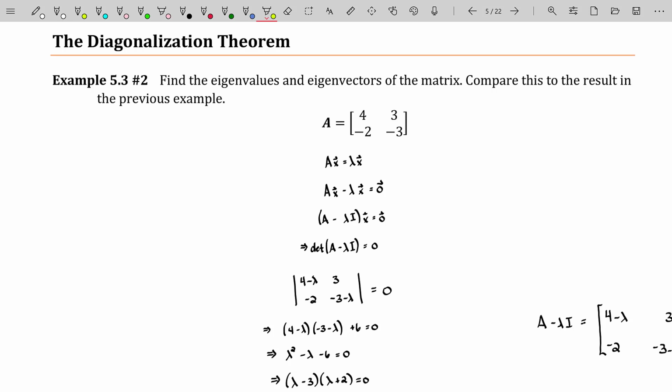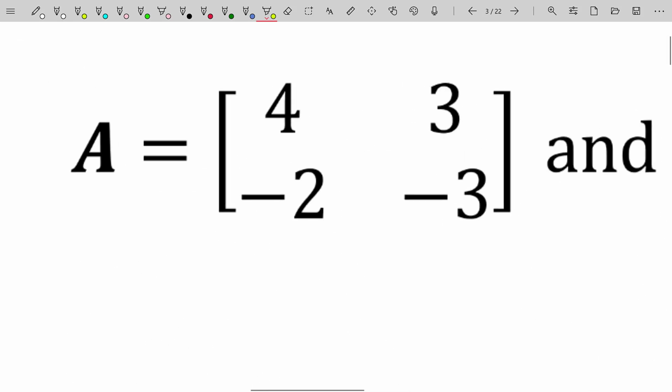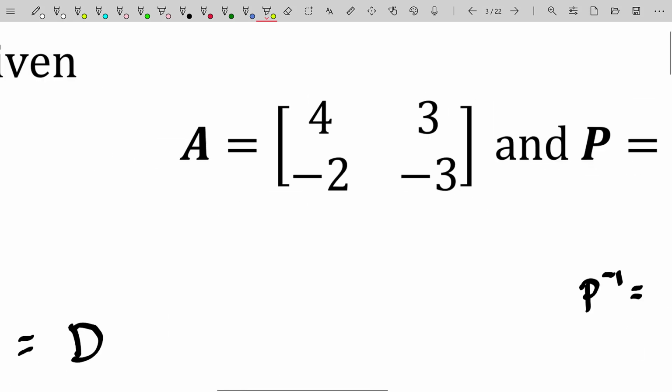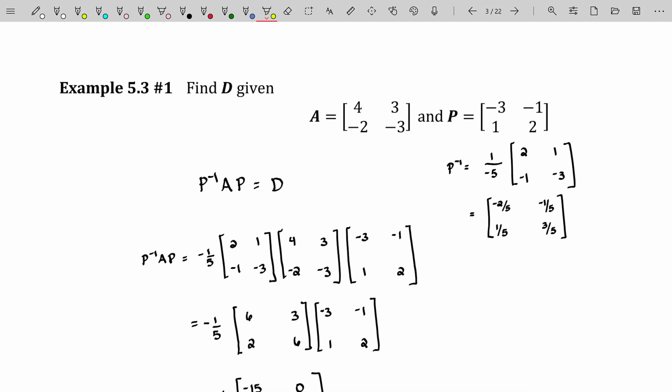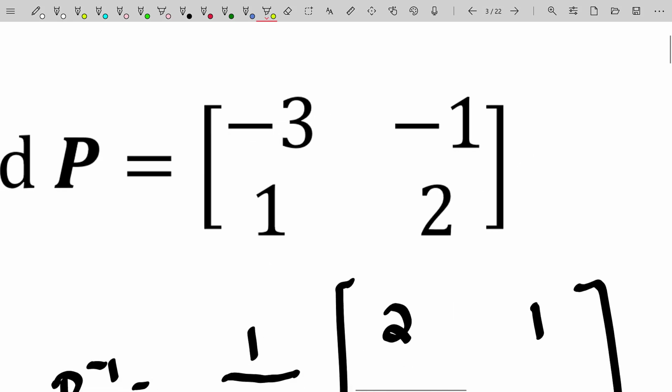Well, in the previous video, we did an example, and it looked like the following. So here's the example, and notice that matrix A is the same exact matrix we're dealing with in our current example, and we were asked to diagonalize A. Well, there's a couple things I want you to notice here. The matrix that we used for the similarity transformation to get our diagonal matrix D consists of column vectors that are -3, 1, and -1, 2.